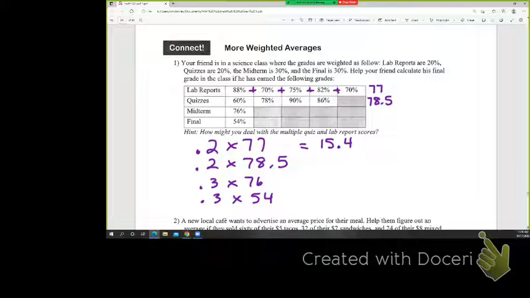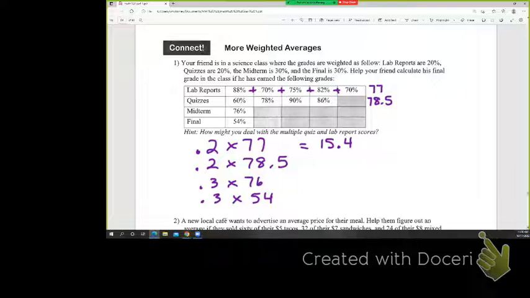So after you have, hopefully we all got 77 for our average lab report score and 78.5 for our quizzes. And then 20% is the same as 0.20, but the 0, I don't have to use that. I can just use 0.2. So then I'm doing my weighting. That's my 20% of 77. That's my 20% of my quizzes.